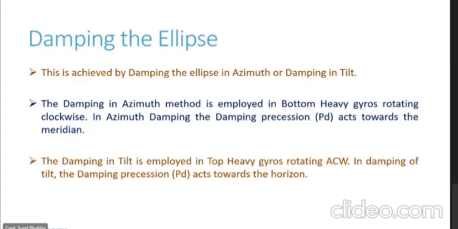So basically, the damping in tilt method uses a damping precession which opposes the tilt in all cases. If you have an upward tilt, it acts downwards, opposite to the tilt. And if you have a downward tilt, it acts upward, opposite to the tilt. Most of the gyro compasses made by the makers are anti-clockwise gyros when viewed from the south end. So the damping method which is used in those gyros is damping in tilt. So we are going to understand this damping of the gravity controlled gyroscope by using the damping in tilt method.